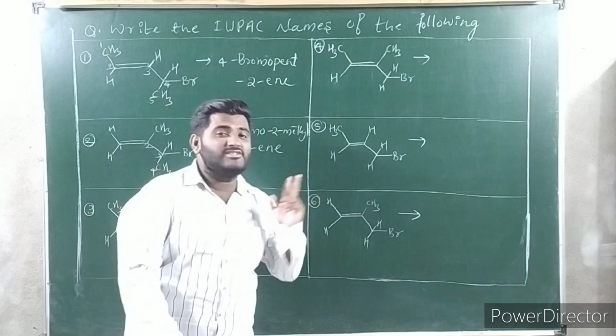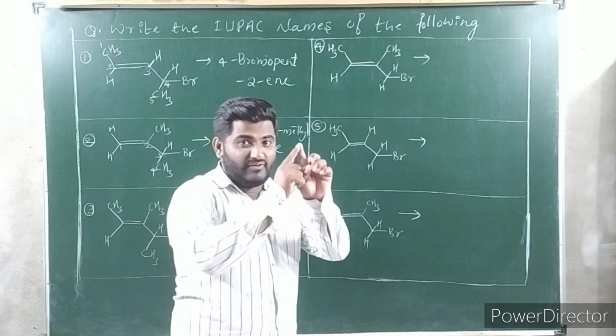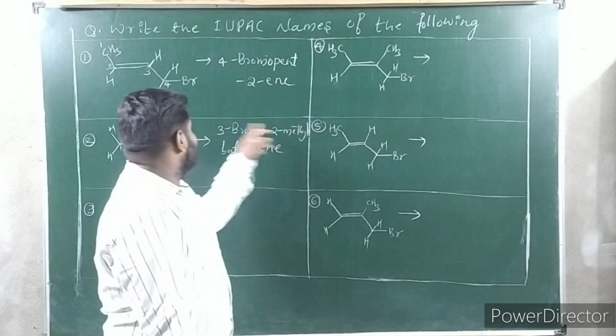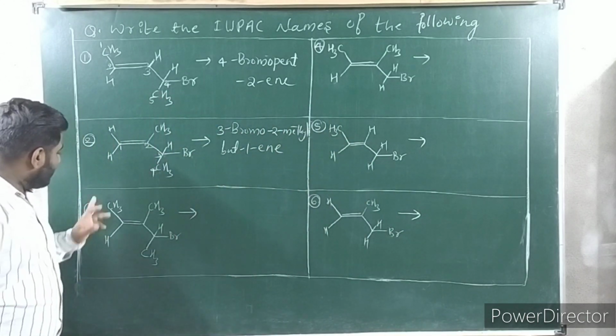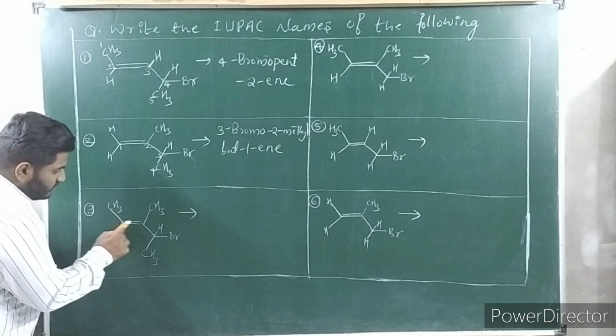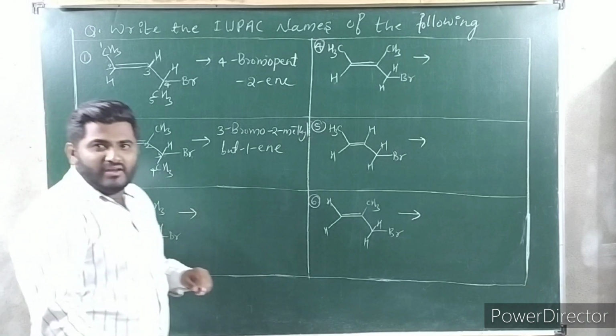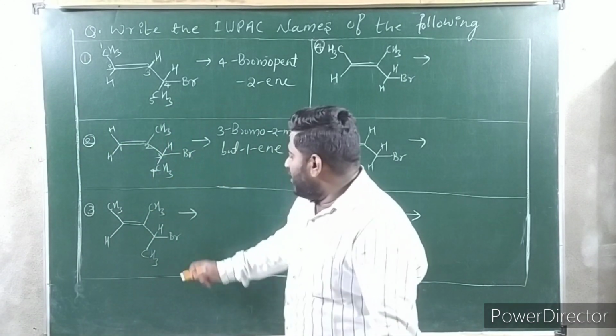IUPAC names do not have any space between the words. Always it is one word. So here space is not there, therefore I am writing below. Okay, so what about the third example, you see? 1, 2, 3, 4, 5. This is one way, correct. Another way, bottom to top.